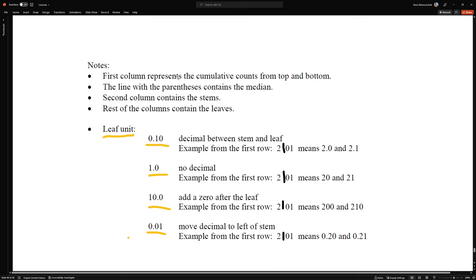So this is what we did. This explains what we actually did. So these are two numbers. 0.1 was the key number. This is the stem and this is the leaf. So if the key is 0.1, the first number we have is 2.0. The second number is 2.1.